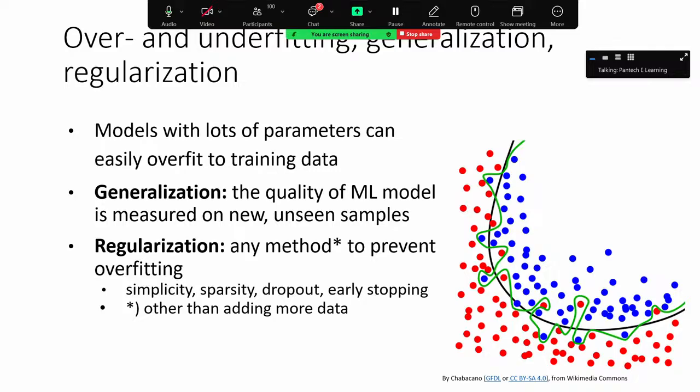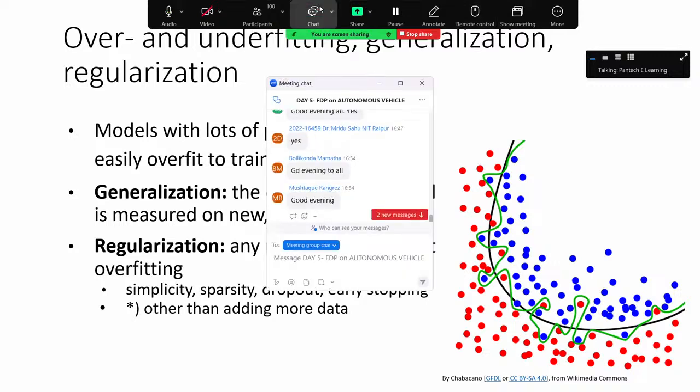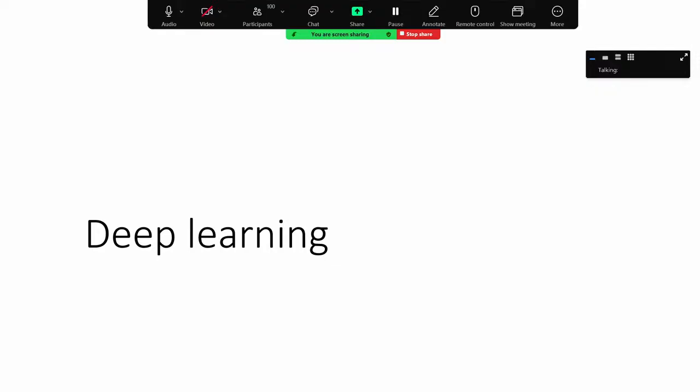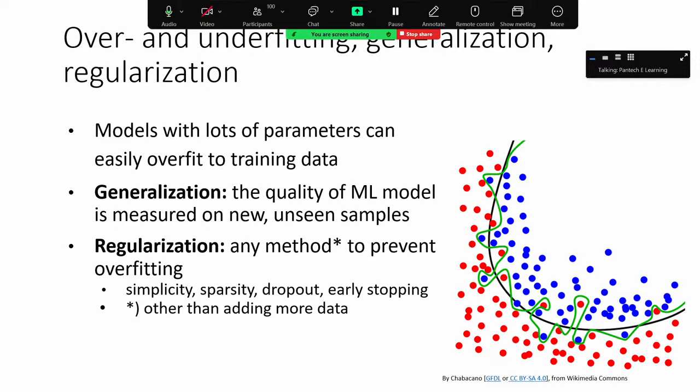So we'll come to this overall optimization. I think you might have already gone through things like underfitting, generalization, regularization. Models with lots of parameters can easily overfit. Overfitting means, I'll just explain, that it only works with the training data.